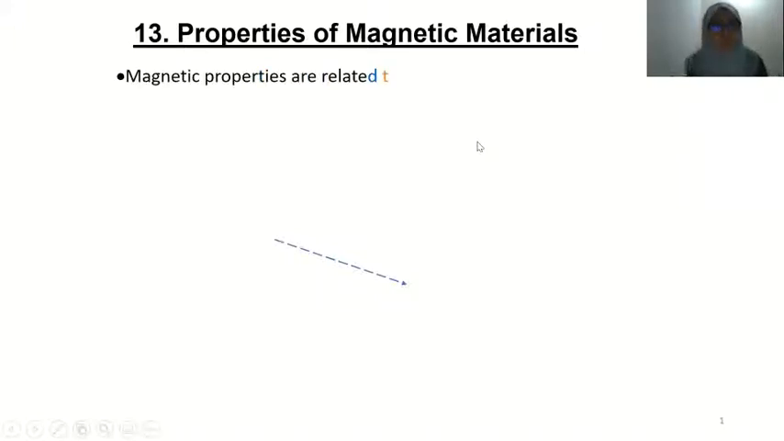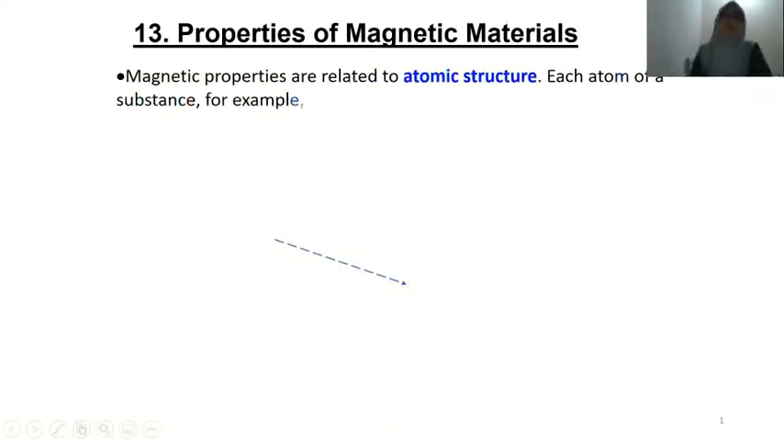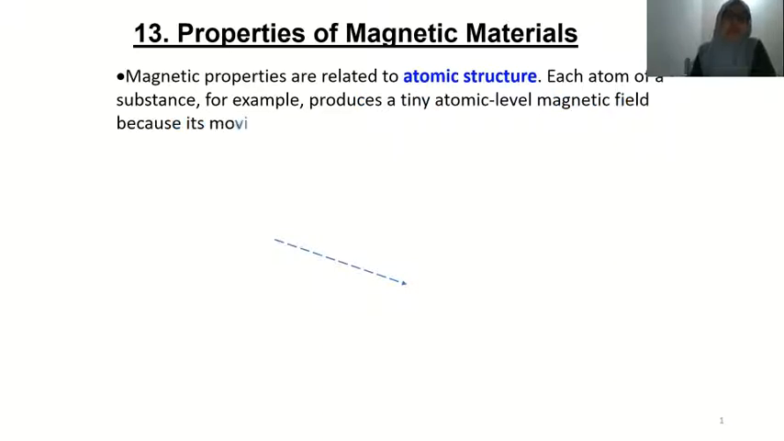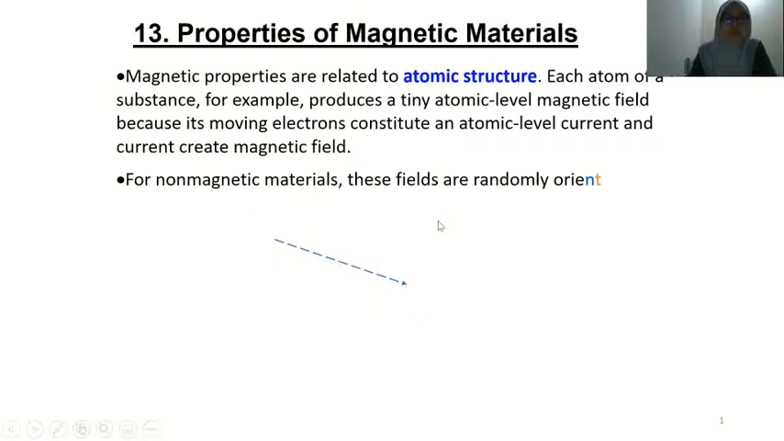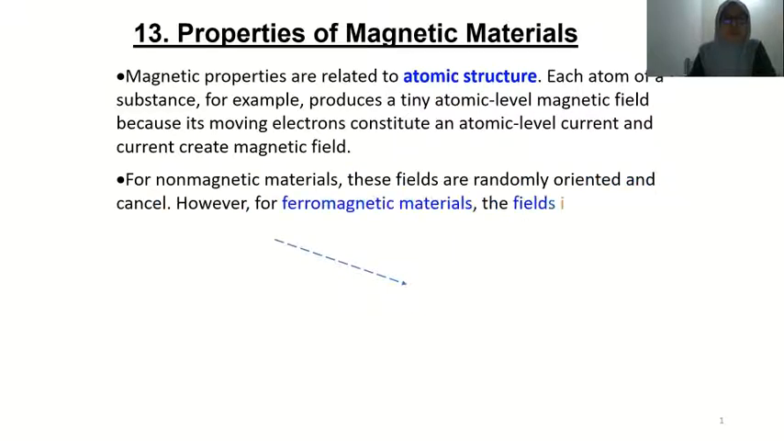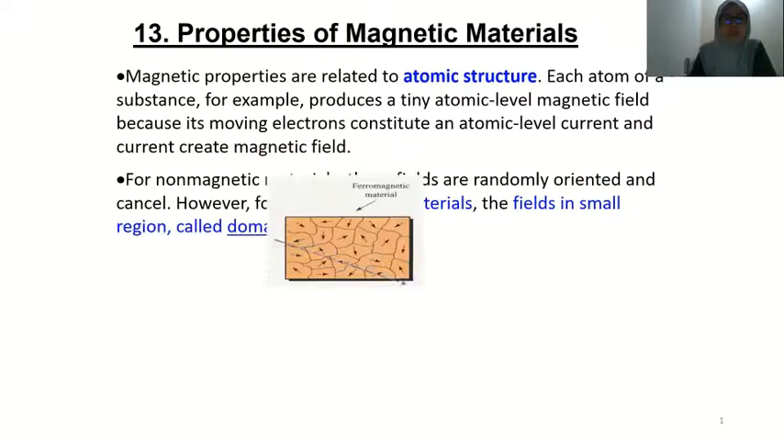Okay, class. Now we look at the properties of the magnetic materials. The magnetic properties are related to the atomic structure. Each atom of the substance produces a tiny atomic-level magnetic field, because the moving electrons constitute atomic-level currents, and currents create magnetic fields. For non-magnetic materials, these fields are randomly oriented and cancel.